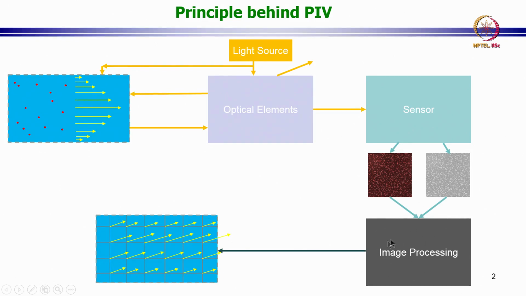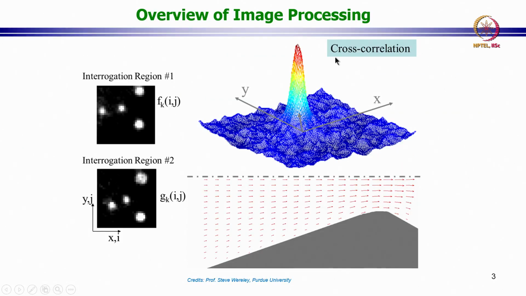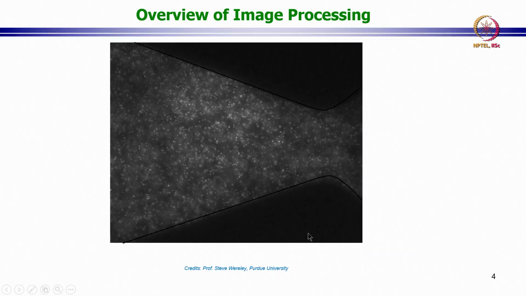So we are now looking into more details about this image processing aspect, and we discussed the idea of cross correlation between different windows, and how we can use these subsections of images and calculate cross correlation to find out the displacement of particles from one frame to another, and how this cross correlation peak tells us how much displacement has occurred between two images. And once you do that, we finally want to produce this kind of a velocity field. And again, credits for this slide go to Professor Steve Worley at Purdue.